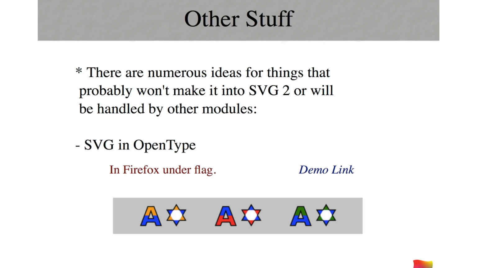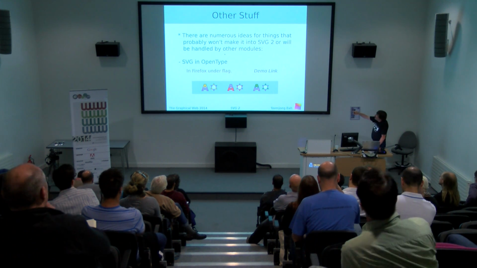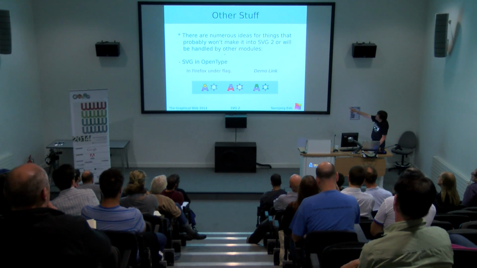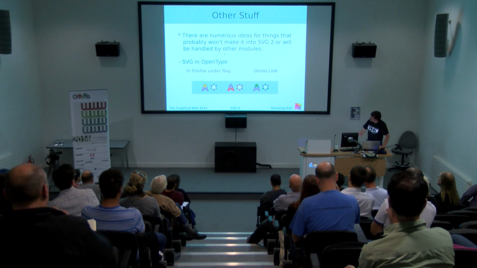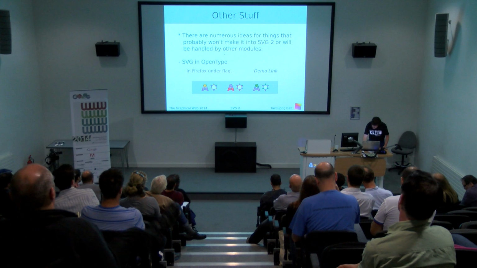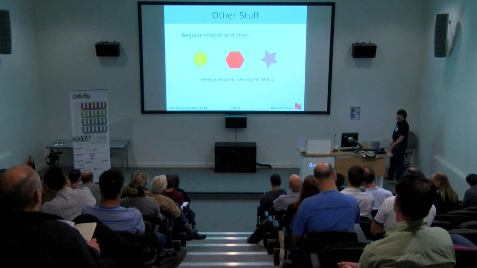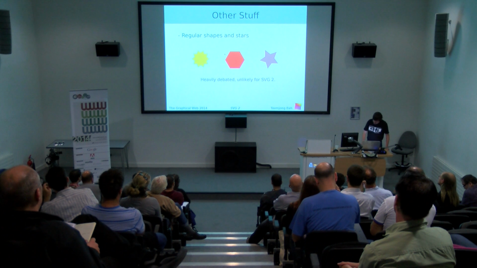Okay, what other stuff is coming into SVG2? Well, there are some things that are not going to make it in SVG2, and some things will be handled by other modules. One thing, if you were at the talks yesterday, Cameron showed SVG in OpenType. It's no longer in Firefox under a flag. You can use it directly in Firefox now. We've debated shapes, regular shapes and stars. I don't think that's going to happen in SVG2, maybe in a future version.